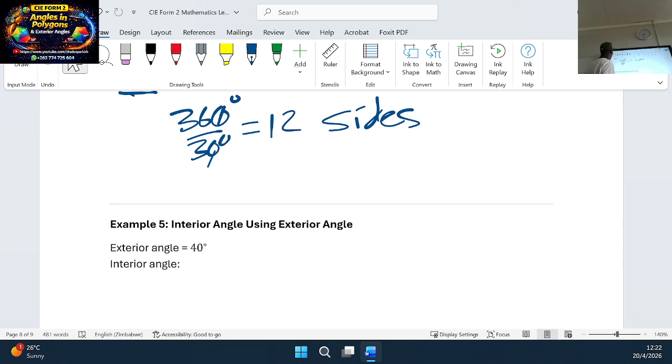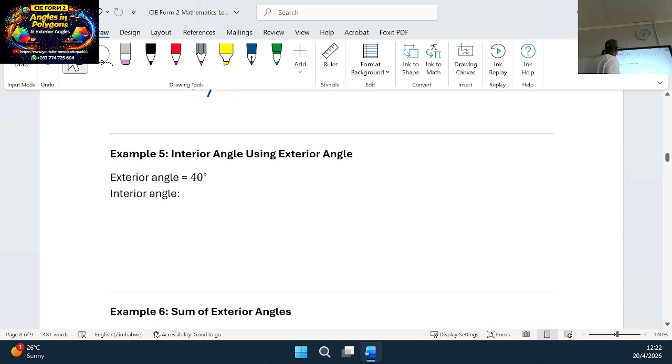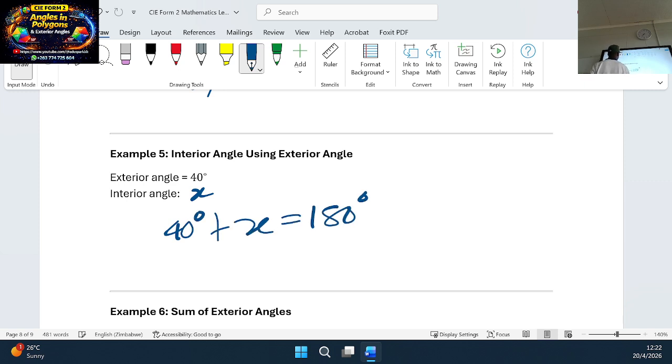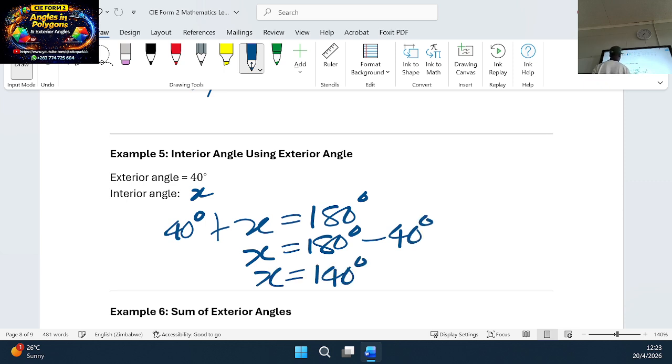Then moving to example 5, interior angle using exterior angle. If the exterior angle is 40, what about the interior angle? We say they are supplementary, so we can call it x. In other words, we are building an equation to say 40 plus x gives us 180 degrees. Therefore, when I transpose, I have 180 degrees minus 40 degrees. Therefore, I'll end up having 140 degrees, which will be the interior angle.